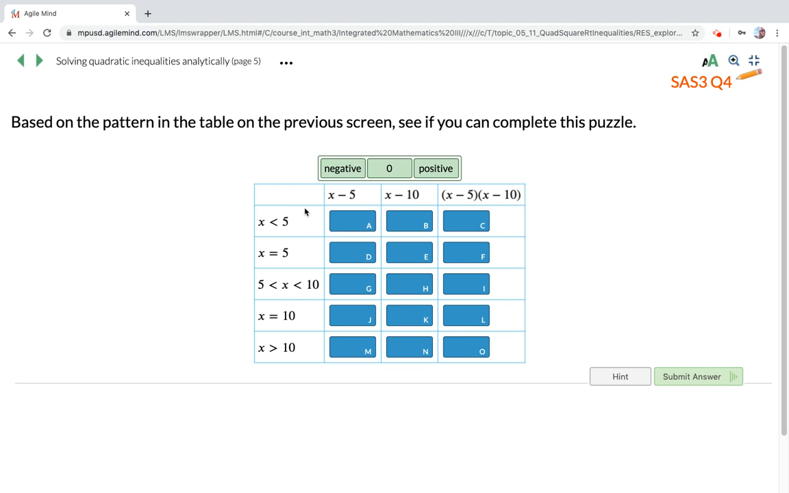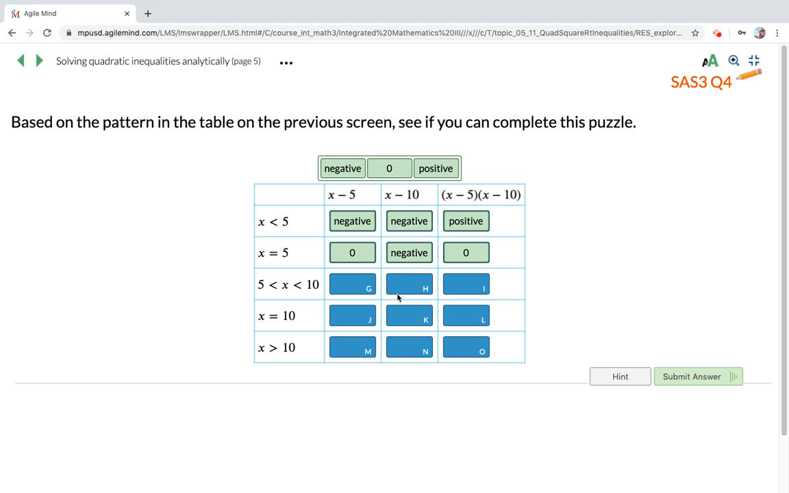All right, so I noticed whenever I plugged in a number that was less than 5, that this was negative and this was negative, and multiply them together, it gives me a positive. I noticed when I plugged in a 5 exactly that this became 0 and this was still negative. And 0 times anything is, well, 0.